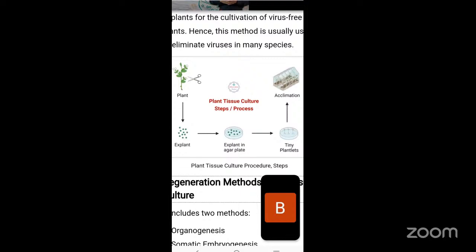For clonal propagation, direct somatic embryogenesis is preferred since there is less chance of somaclonal mutations. Sometimes somaclonal variations appear. Indirect somatic embryogenesis is usually used in the selection of the desired characters.